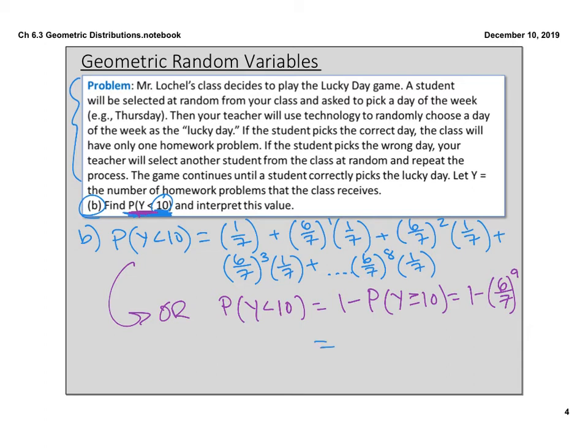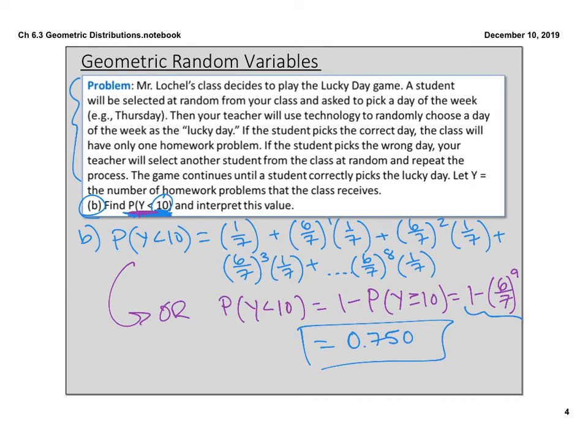So if I type that into my calculator, 1 minus, open a parenthesis, 6 divided by 7, close your parenthesis and raise it to the 9th power, I end up with roughly 0.750 for my probability.